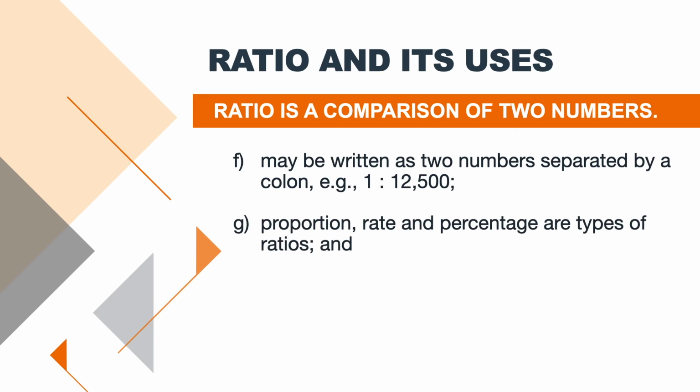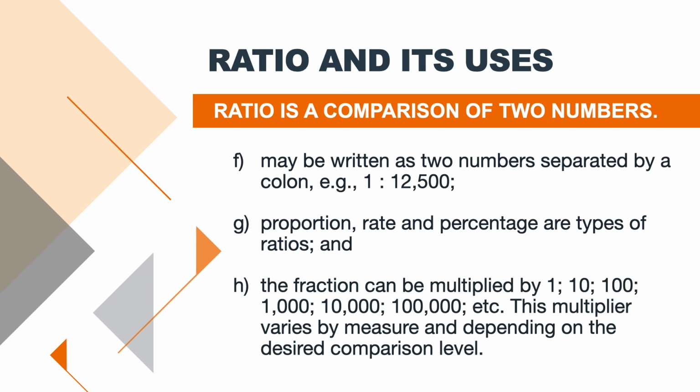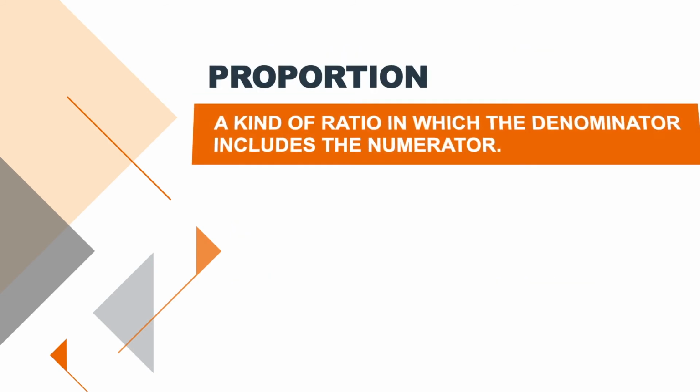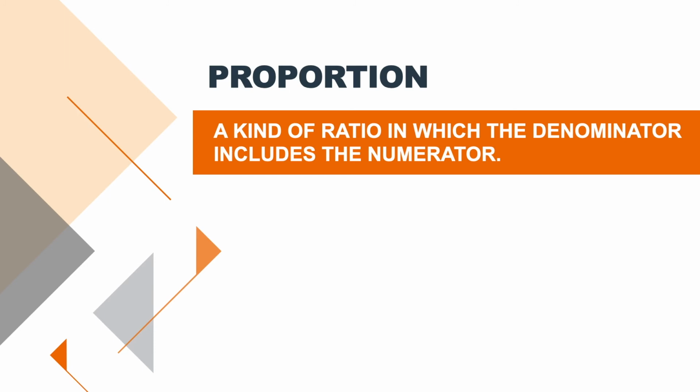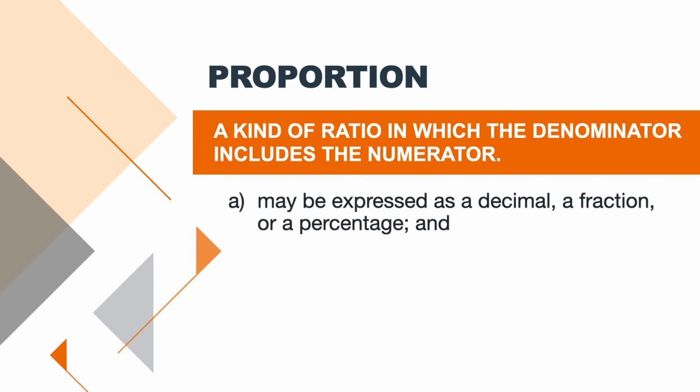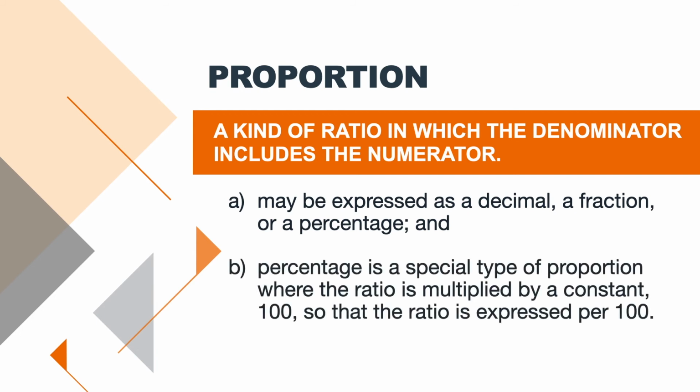Proportion, rate and percentage are types of ratios, and the fraction can be multiplied by 1, 10, 100, 1,000, 10,000, 100,000, etc. This multiplier varies by measure and depending on the desired comparison level. A proportion is a kind of ratio in which the denominator includes the numerator. Proportions may be expressed as a decimal, a fraction, or a percentage, and a percentage is a special type of proportion where the ratio is multiplied by a constant, 100, so that the ratio is expressed per 100.